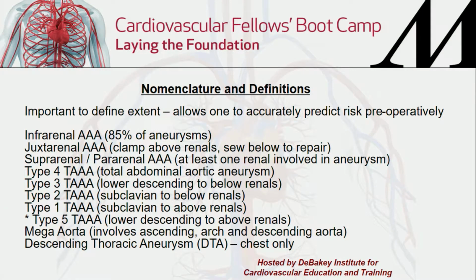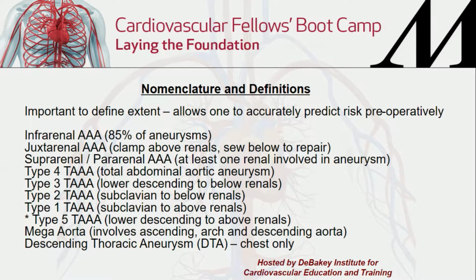Obviously we all know what an infrarenal AAA is. A juxtarenal means that you clamp above the renals but you sew below. A suprarenal or a pararenal aneurysm means at least one of the renal arteries needs to be involved in the aneurysm, or one of the visceral vessels. A type 4 thoraco-abdominal aneurysm is the total abdominal aortic aneurysm, which means all of the visceral vessels are involved in the aneurysm, but it starts below the diaphragm.